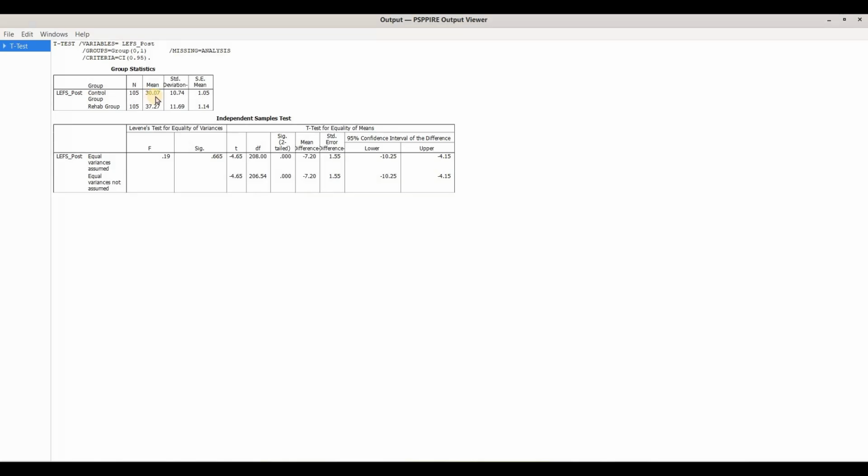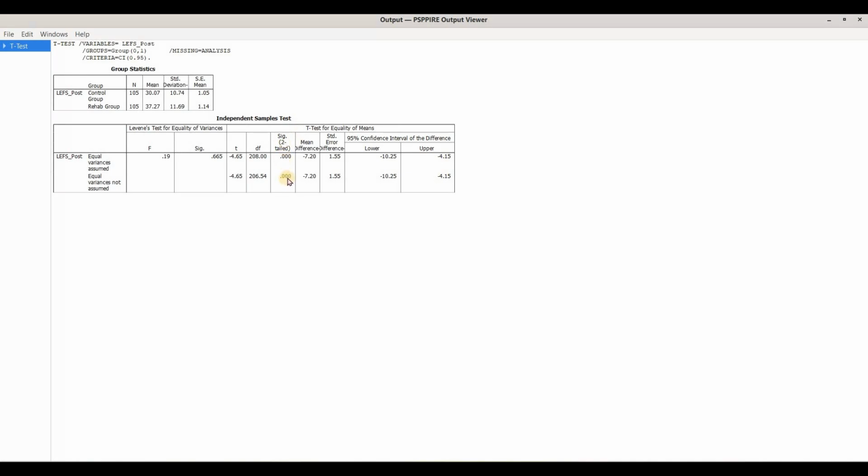And here we see the output. So the control group, their mean post-intervention is 30.07, and there's their standard deviation, and the rehab group is 37.27. So is this difference a statistically significant difference if we try to make an inference about the population using this data? Well, we come here to our test, right? And we're looking at this row here where equal variance is not assumed. So remember, this is the p-value here for the Levene's test. And we're not looking at the Levene's test. We're looking at the independent samples t-test p-value.